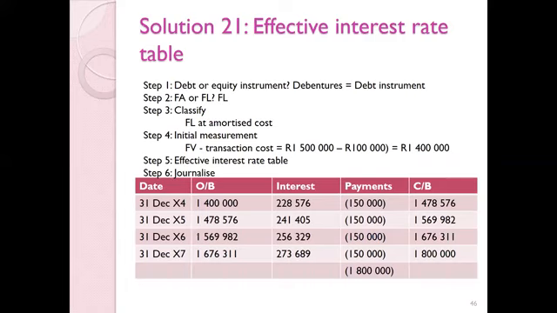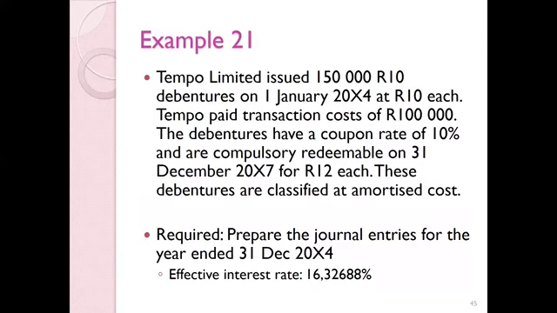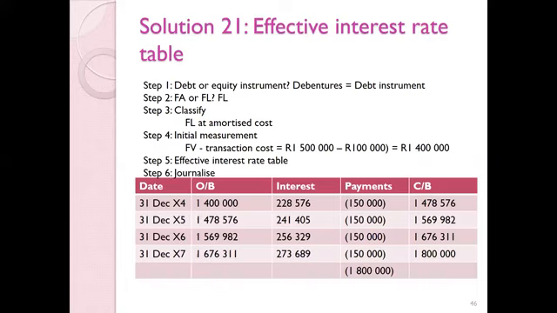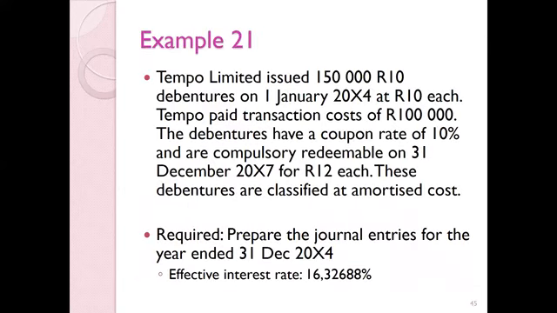We then would move on to the following step where we provide our effective interest rate table and then finally journalize. So when we are developing our effective interest rate table, we would want to start off at the 1,400,000 Rand that we determined from step 4 as being our initial measurement. We would then use our effective interest rate of 16.32688% multiplied by our opening balance of 1.4 million to get our interest of 228,576.